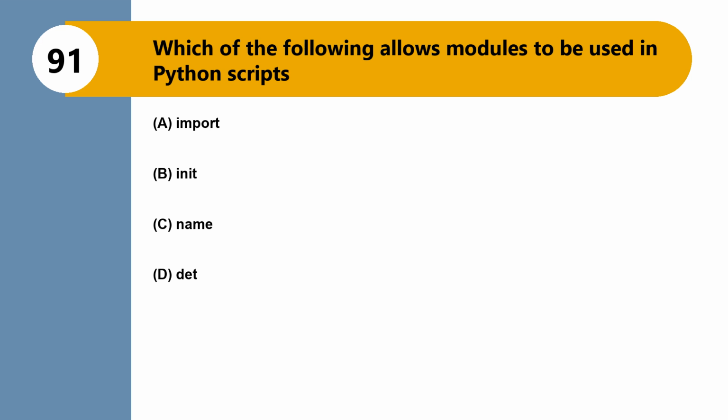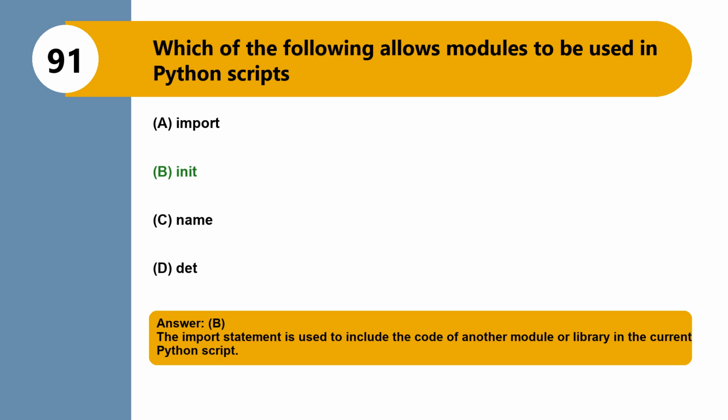Question 91. Which of the following allows modules to be used in Python scripts? Option A, import. Option B, init. Option C, name. Option D, def. The correct answer is option B, init. The import statement is used to include the code of another module or library in the current Python script.